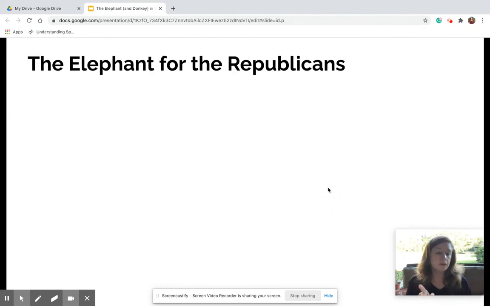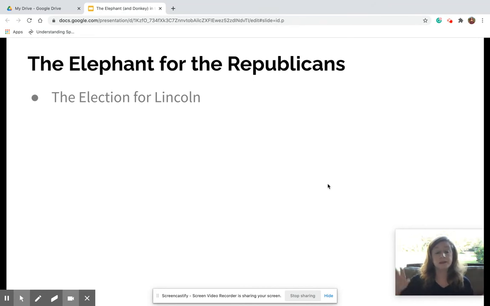Now, the elephant for the Republicans, a little bit more convoluted story. When Lincoln ran for president, he ran in 1860 and again in 1864. In 1860, he was the first Republican to ever be elected to office, because in 1856 James Buchanan ran as a Democrat candidate, not as a Republican candidate. And so when Lincoln ran against Stephen Douglas in 1860, he ran as the Republican and he won.